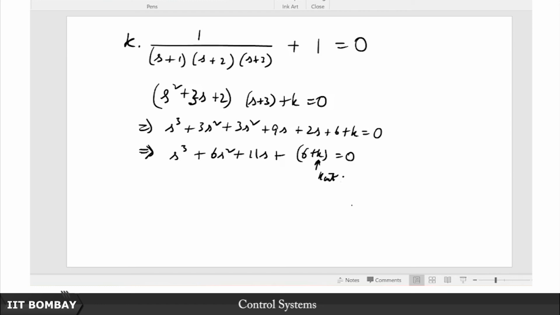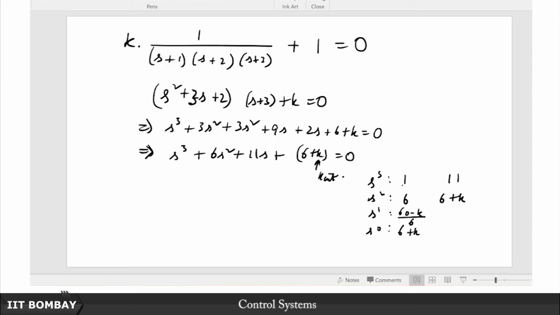So let me try that here. Let us write the Routh array for this: S cubed, S squared, S to the 1, S to the 0. Again, first two rows are pretty trivial, straightforward, 6 and 6 plus K. Next row is going to be 66 minus 6, that is 60 minus K, 60 minus K by 6, I hope I am not making a mistake, right, and finally we have 6 plus K.